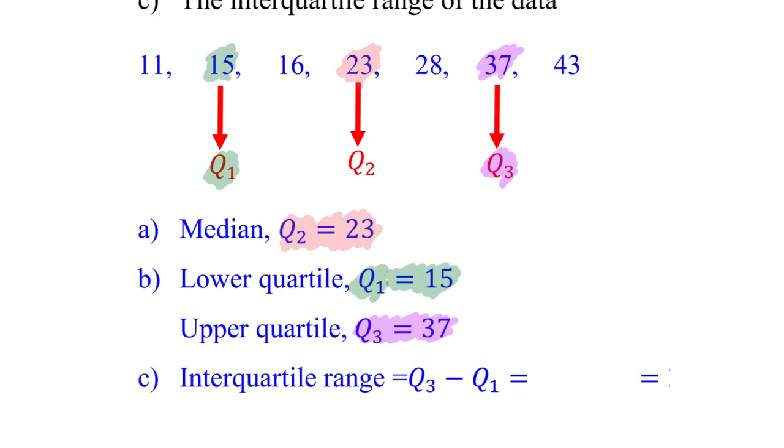Last but not least, how do I find my interquartile range? Interquartile range is simply Q3. I will need to minus away my Q1 because we are talking about the middle 50% of the data. So in this case here, it will be 37 minus 15, 22. So this interquartile range will be equal to 22, where I will have my upper quartile Q3 minusing my lower quartile Q1.